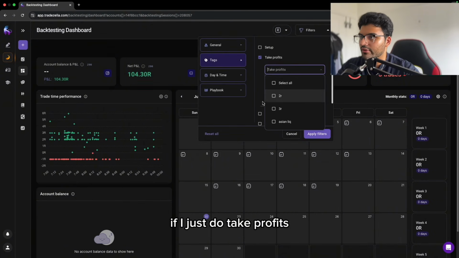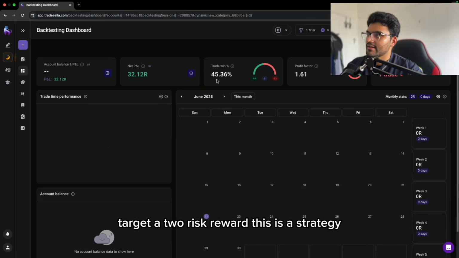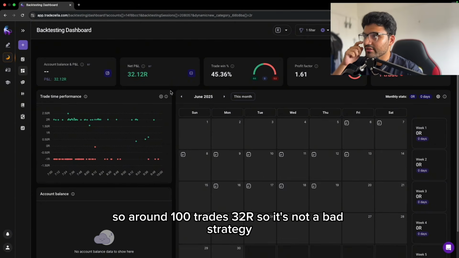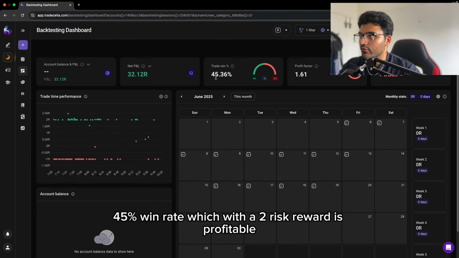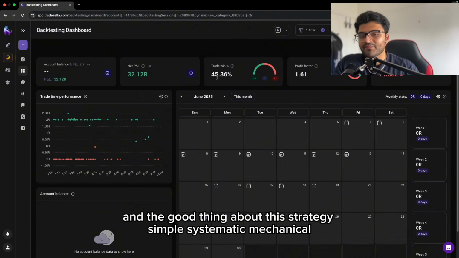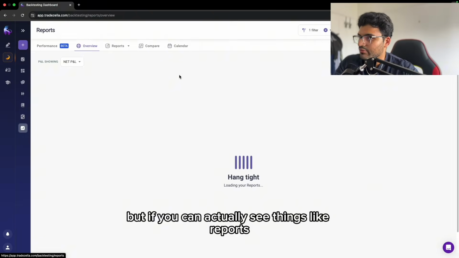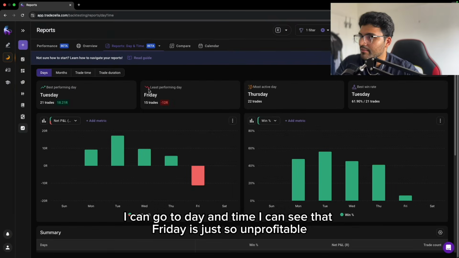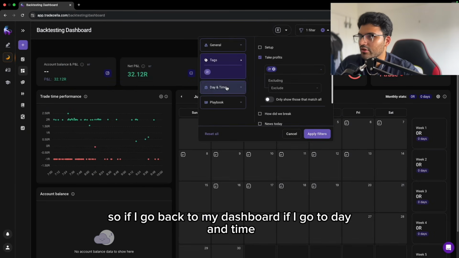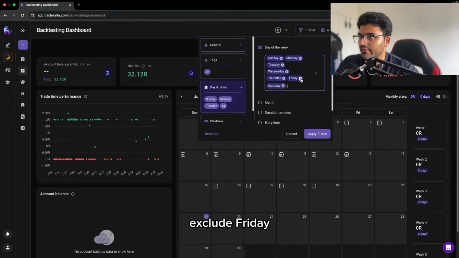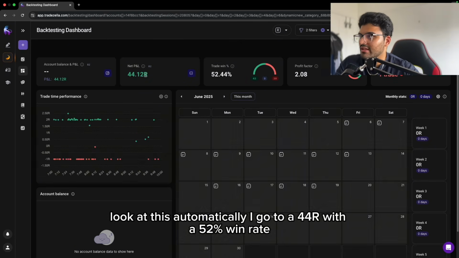So if I just do take profits, target a 2 risk to reward, this is the strategy. So around 100 trades, 32 are winners. So it's not a bad strategy. 45% win rate, which with a 2 risk to reward is profitable. And the good thing about the strategy: simple, systematic, mechanical, repeatable. Also, things like TradeZella is amazing to be fair. If you can actually see things like reports, I can go to day and time. I can see that Friday is just so unprofitable. So if I go back to my dashboard, go to day and time, exclude Friday, look at this. Automatically I go to a 44R with a 52% win rate. What more do you want?